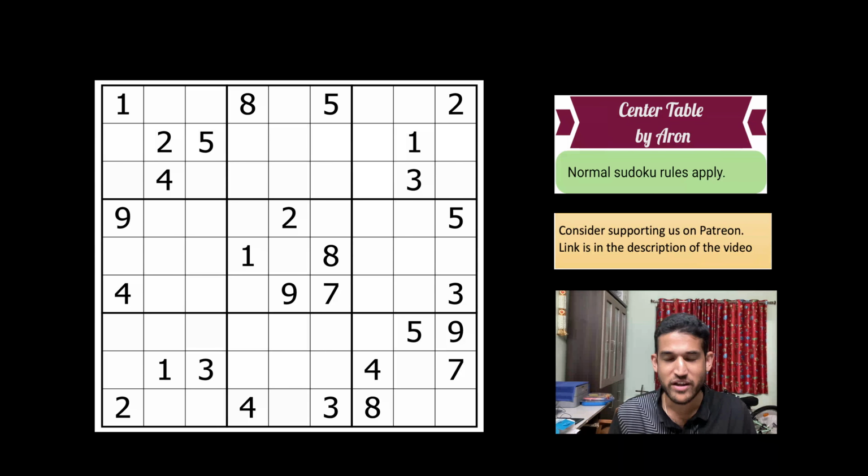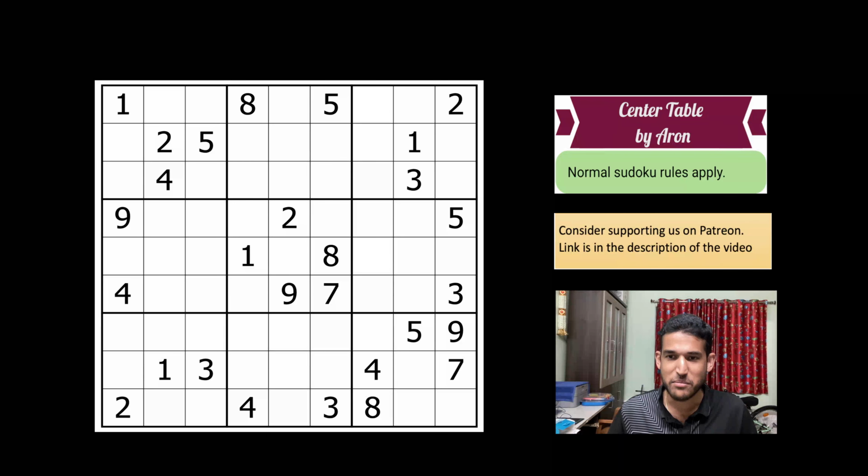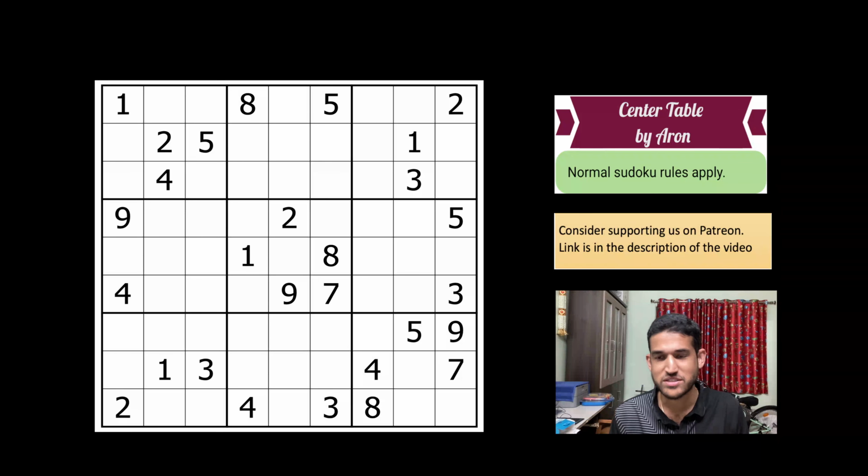Today's video will be on a classic Sudoku called Center Table. This Sudoku was created by Aron and it has been taken from the Discord puzzle archive, which is like a treasure trove of Sudokus and puzzles.